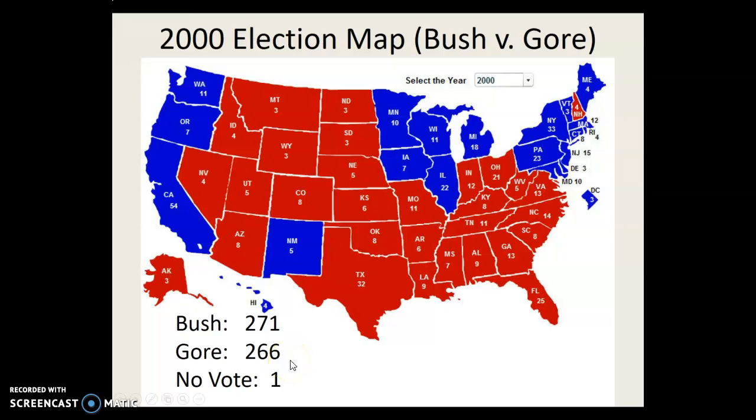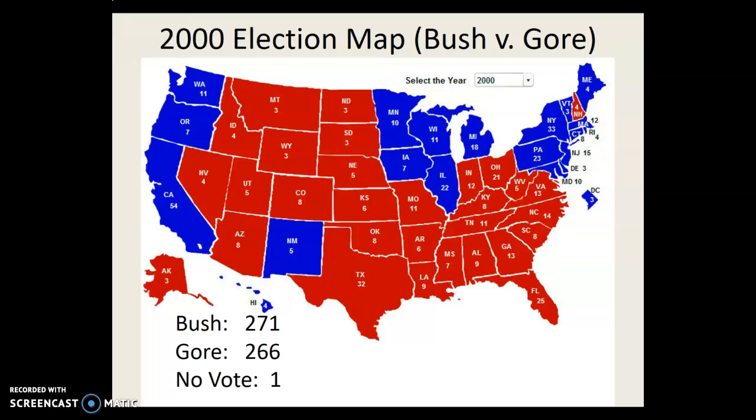Neither one of these candidates campaigned in New Hampshire. After all, it's only 4 electoral college votes. Where do they campaign? They campaigned in places like Florida that has 25 votes, Pennsylvania with 23. There are a lot of states here that have a whole lot more than 4 electoral college votes, and that's where people want to campaign.